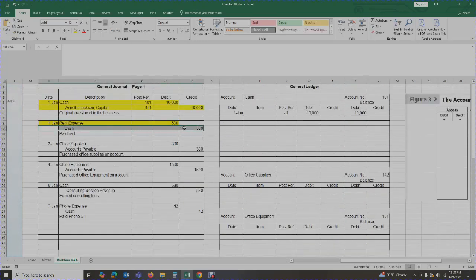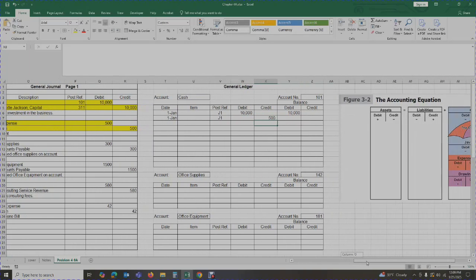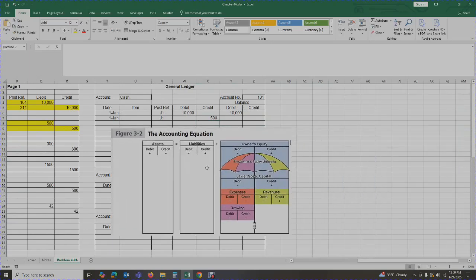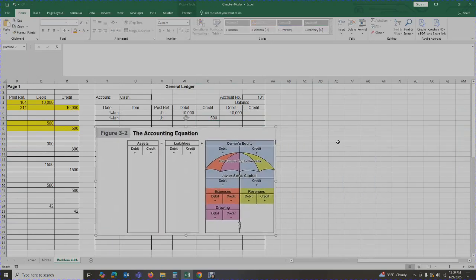Then we have a transaction to cash. Okay. Cash has a credit balance on January the 1st. Okay. So this is journal 1. And cash has a credit of $500. So what do I do here to calculate my ending balance? And this is where we're going to be using figure 3-2. Well, we know cash is an asset. Okay, cash is an asset. If you have a debit, you add. If you have a credit, you subtract.